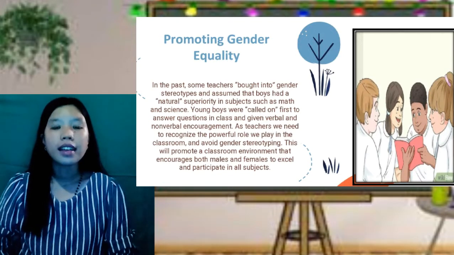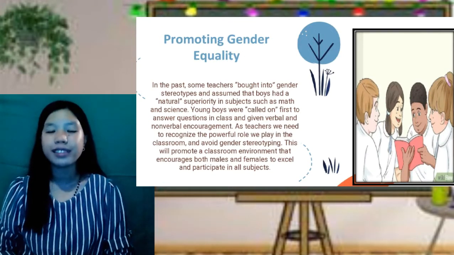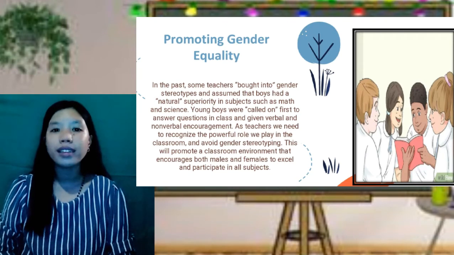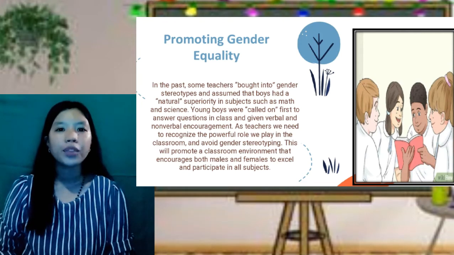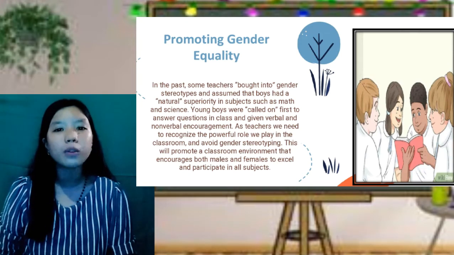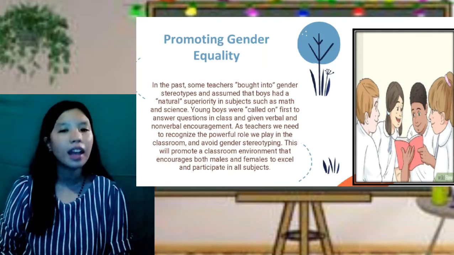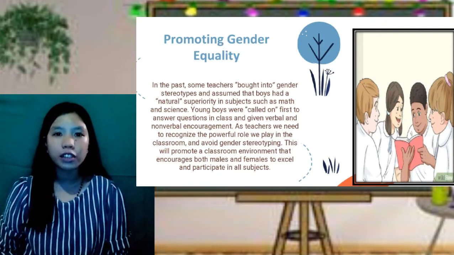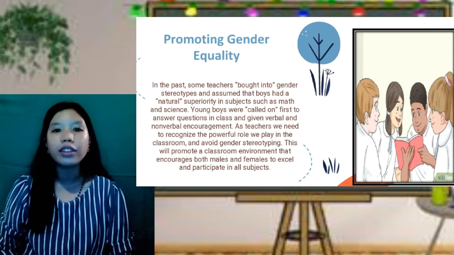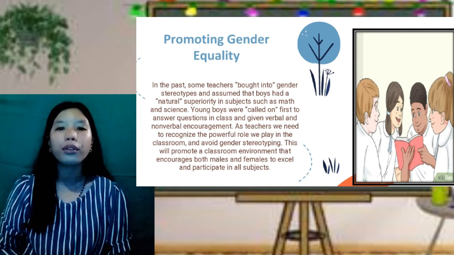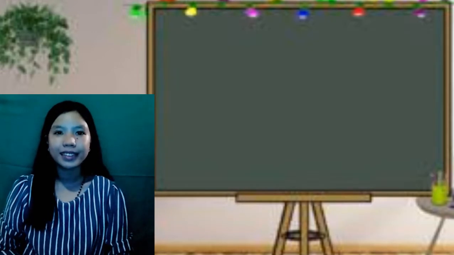How to promote gender equality? In the past, some teachers bought into gender stereotypes and assumed that boys had a natural superiority in subjects such as math and science. Young boys were called on first to answer questions in class and given verbal and nonverbal encouragement. As teachers, we need to recognize the powerful role we play in the classroom and avoid gender stereotyping. This will promote a classroom environment that encourages both males and females to excel and participate in all subjects.